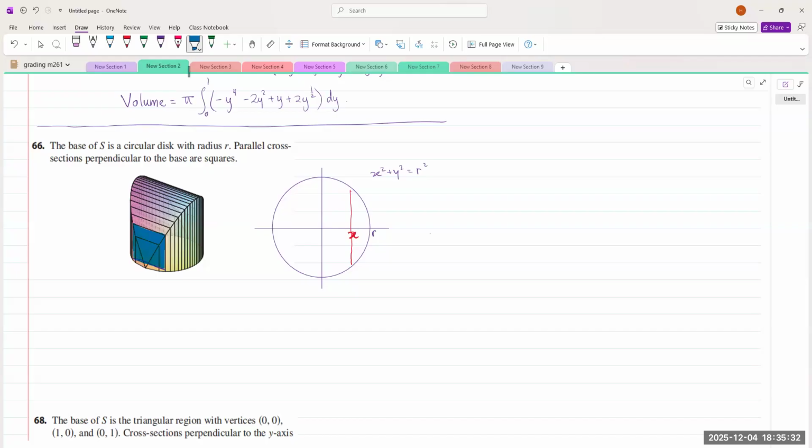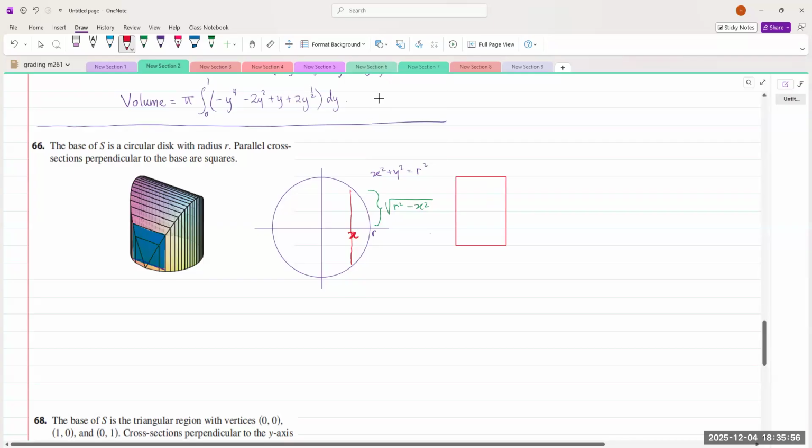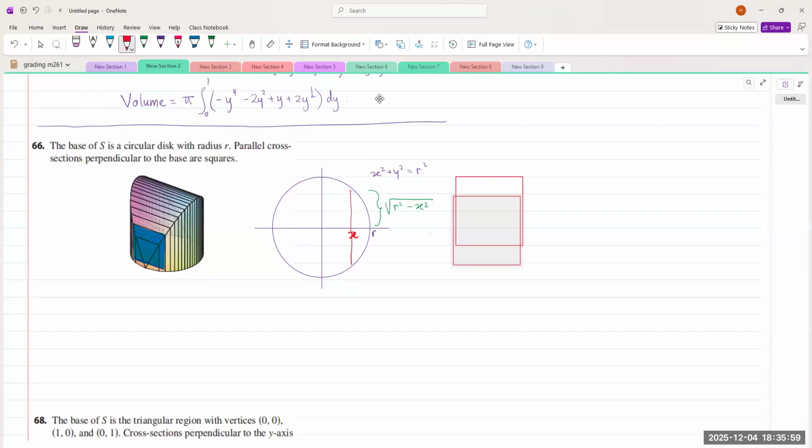That's the square. Now the thing is, once this is the square, the x, then the height here will be the square root of r squared minus x squared, right? But the square that we are talking about only has that square root of r squared minus x squared as half of the side.